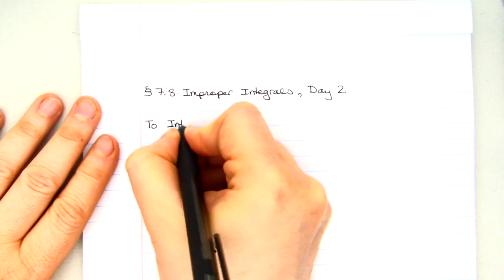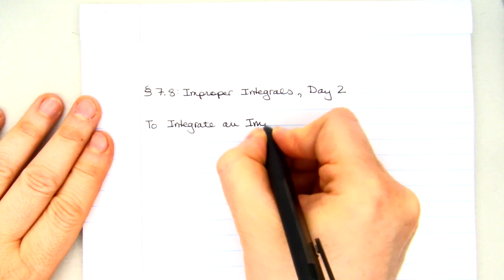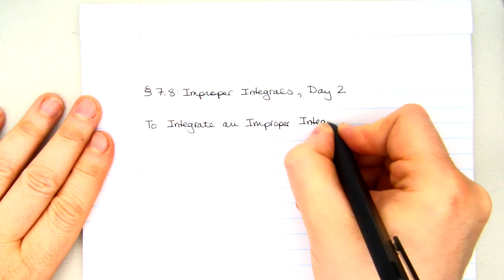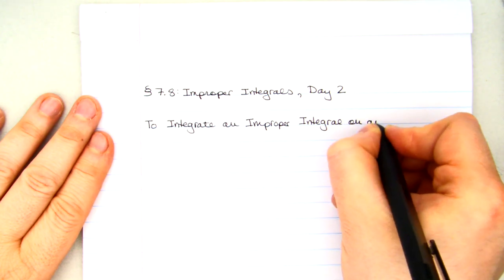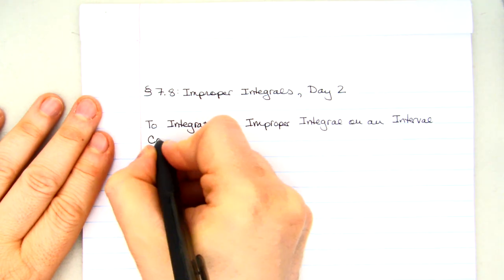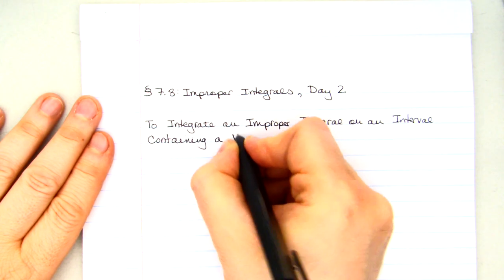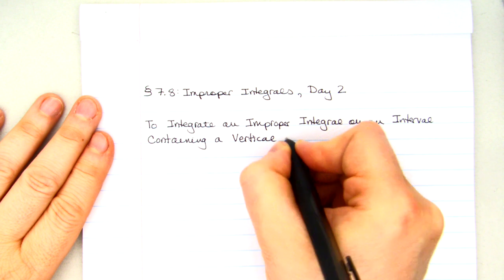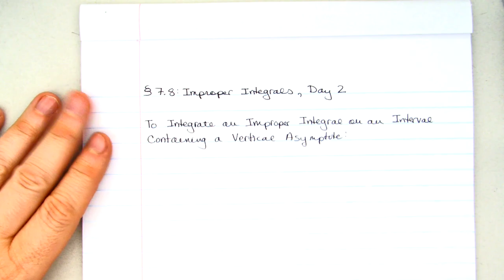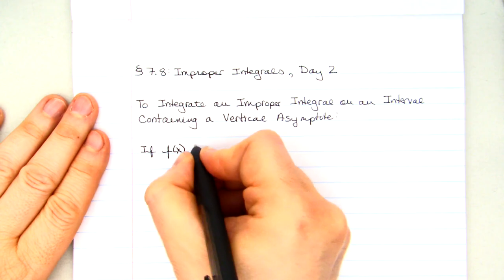So, to integrate an improper integral on an interval containing a vertical asymptote. And for all these examples, we're going to say our function f of x has a vertical asymptote at x equals c.